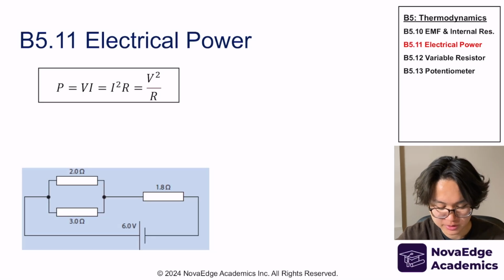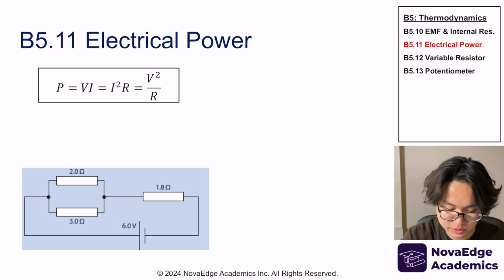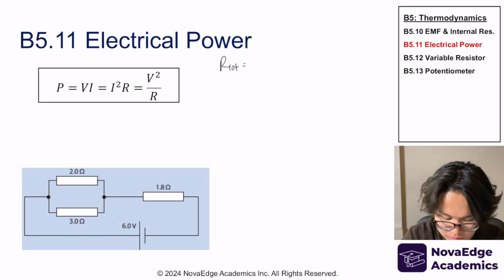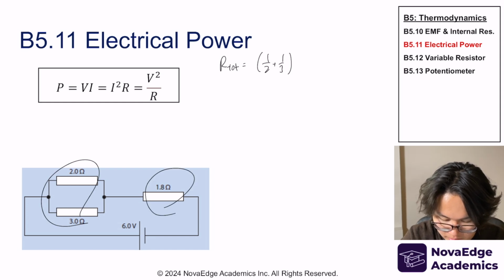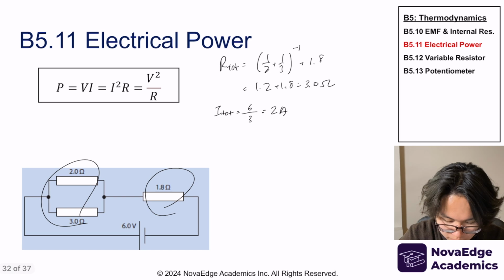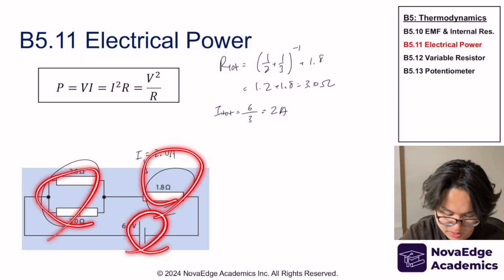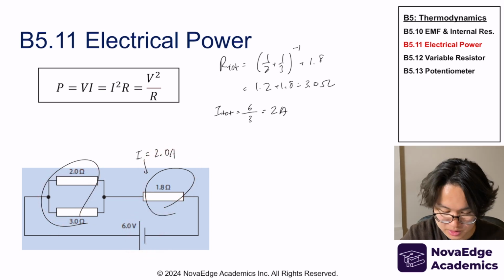So let's find the power within all of these resistors. We've already done a bulk of the work, so we know R total is equal to this plus this. So 1 over 2 plus 1 over 3, this plus 1 over 8, 1.2 plus 1.8, 3 ohms. I total, of course, 6 over 3, 2 ampere. We also know current here is also 2 ampere because this is in series with this and this, right? So in series we know current stays the same.